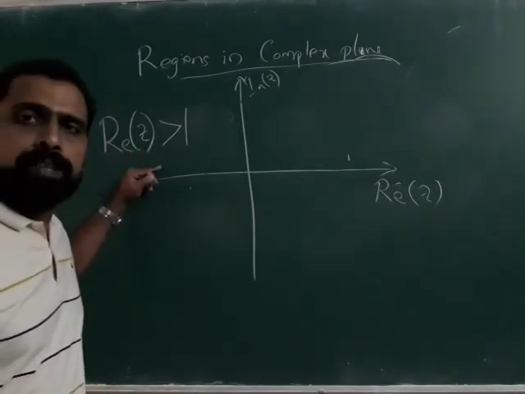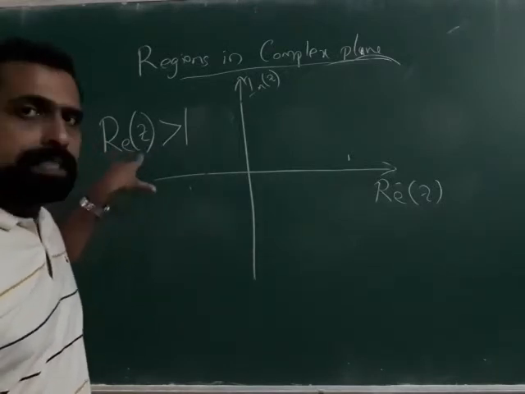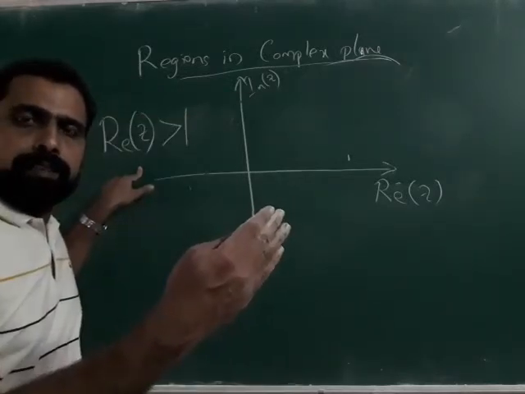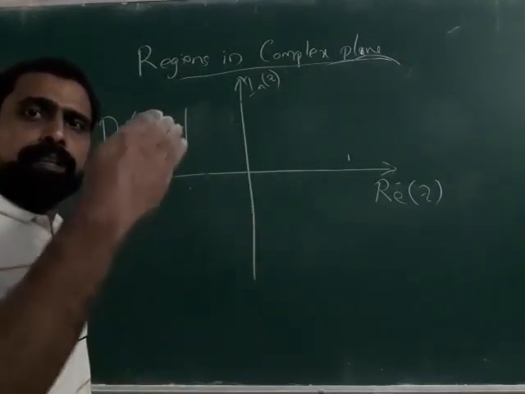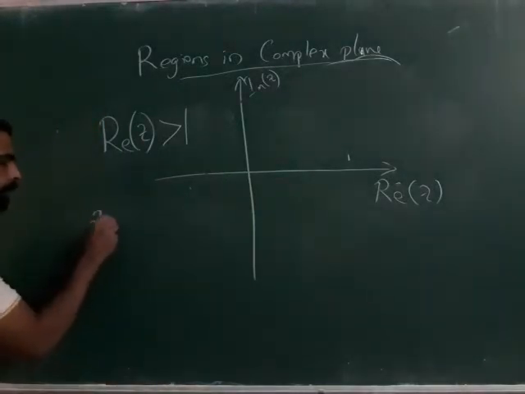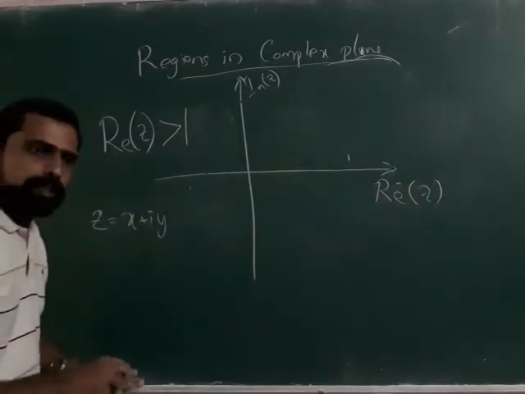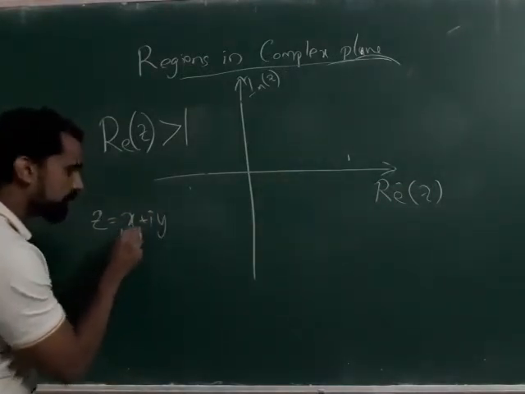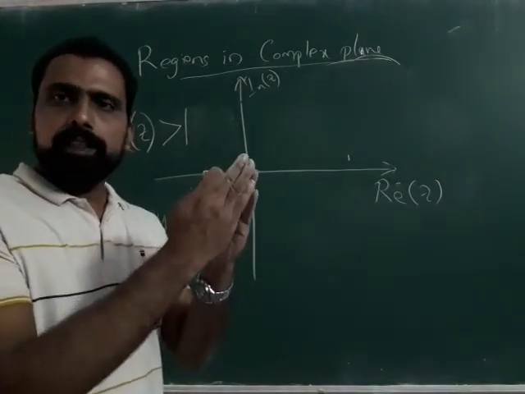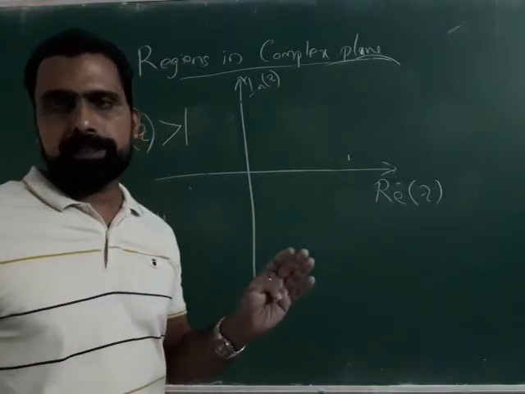So what is actually this condition saying to you? This is saying to you, all the regions where your real z, what is the real z? z is equal to x plus iy. What is the real part? Real part is your x. So all the regions where your x is greater than 1, that you are going to consider.